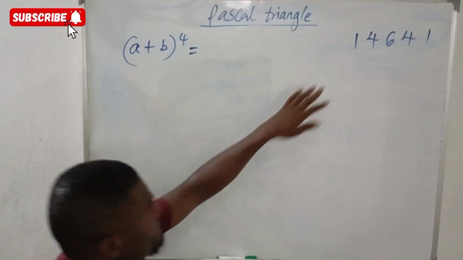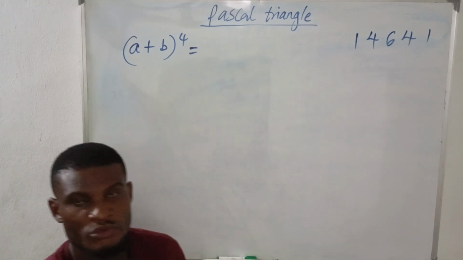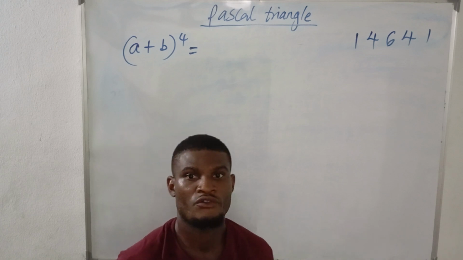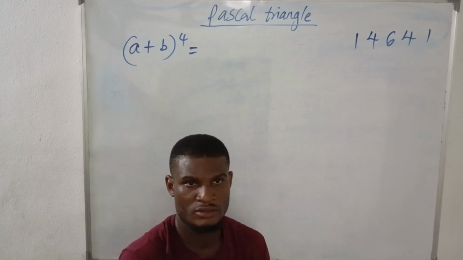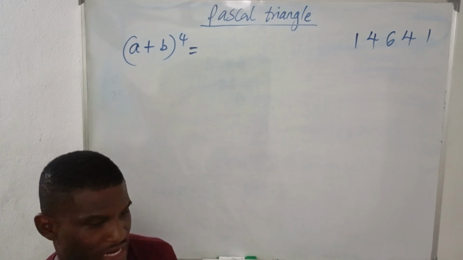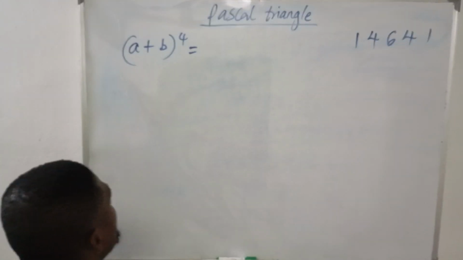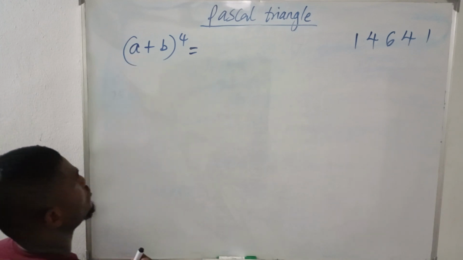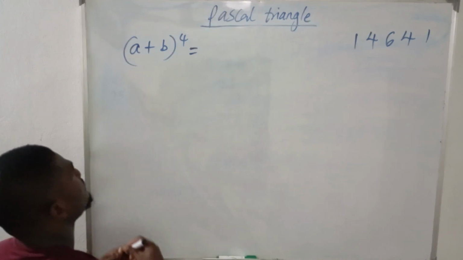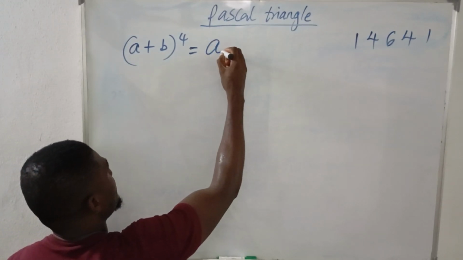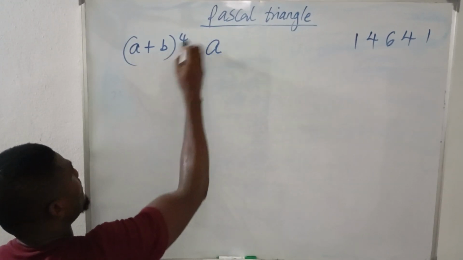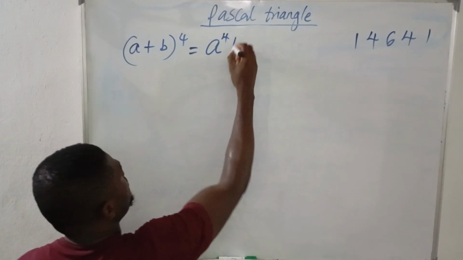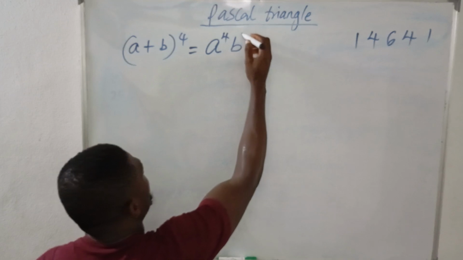Alright, so let's continue. Now to expand this, we're going to start with the first coefficient, which is 1. And what we need to know about coefficient of 1 is that it is not written. Coefficient of 1 is not written in the equation. And that's the standard, okay? Alright, so I'm not going to write 1. I'm going to start with the first variable. So coefficient of 1, first variable a, and the first variable will carry the highest power, which is 4. Second variable, which is b, will carry the lowest power, which is 0.